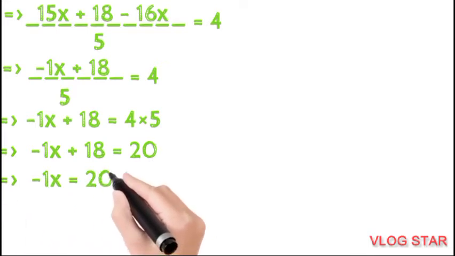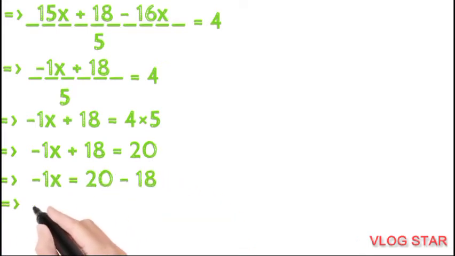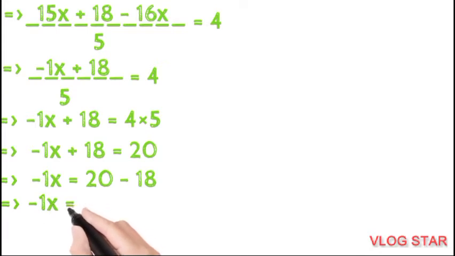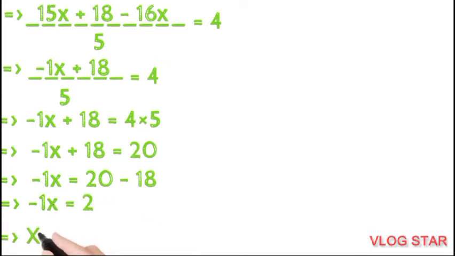That implies minus 1x equal to 20 minus 18. That implies minus 1x equal to 2. That implies x equal to 2 by minus 1. 2 gets cancelled in the 1 table with number 2. That implies x equal to minus 2.